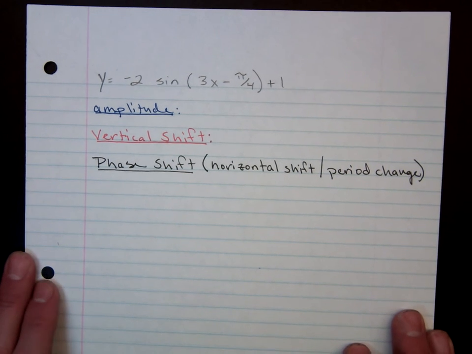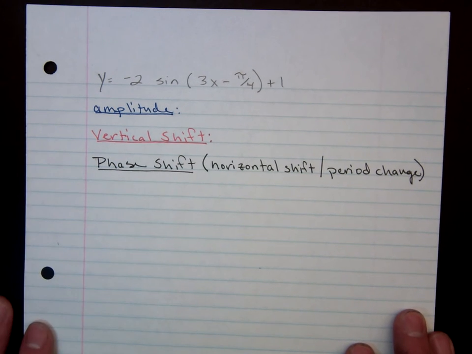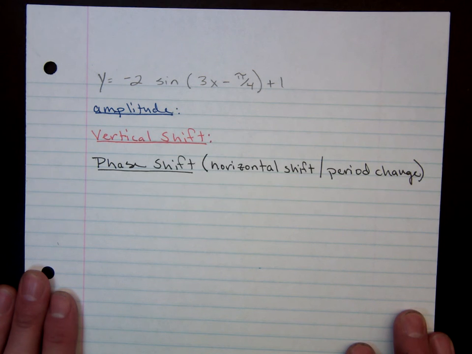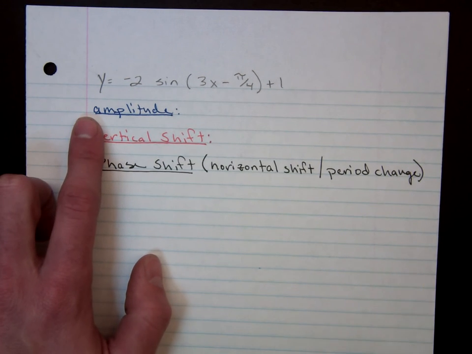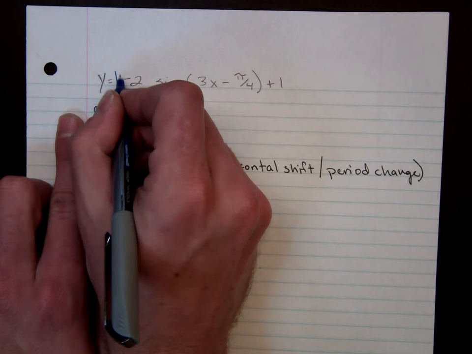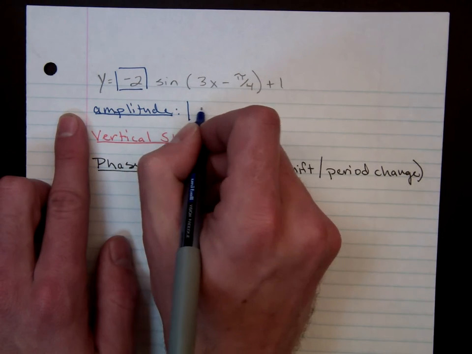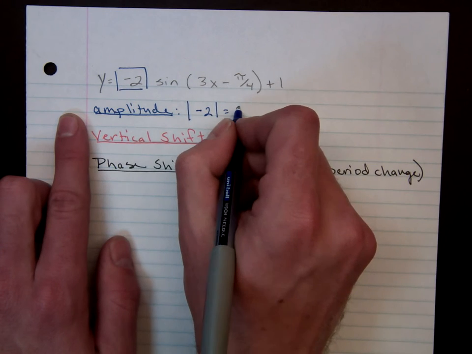So one of the first steps is to simply identify these three things. The amplitude, there's actually another piece to that we are going to take a look at. But first, looking here, we can see that the amplitude of this graph is going to be 2. We find that by taking the absolute value of A, which is just 2.